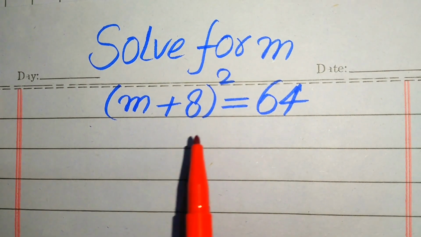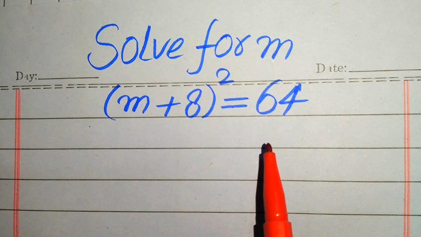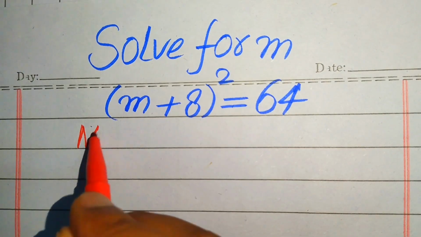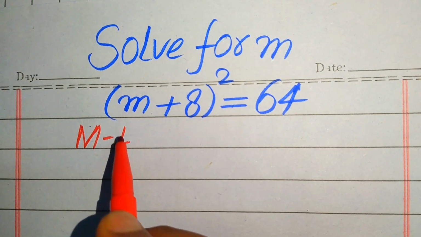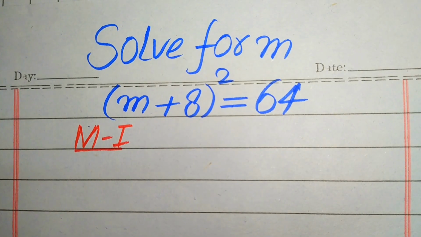So here we have (m + 8) whole square equals 64, and we solve this problem for all the values of m. Further, we solve this problem by two methods. I hope you like both of these methods, but if you have any other method in your mind, please don't hesitate to write it in the comment section.